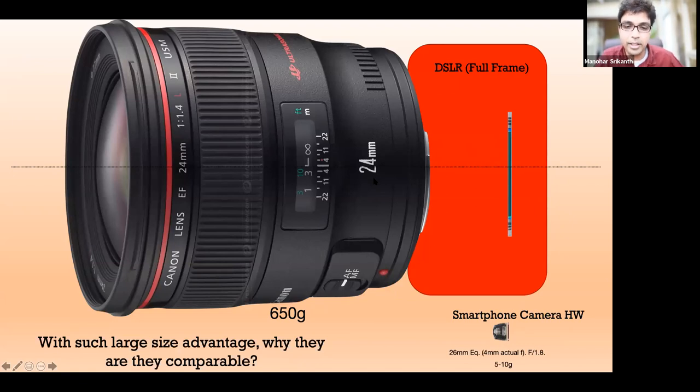That's the difference. So here is a DSLR lens, right? And the cell phone lens. So the DSLR is using a lot of resources. It's very heavy, and obviously you expect it to do more.